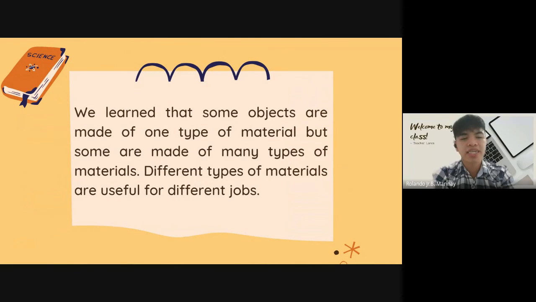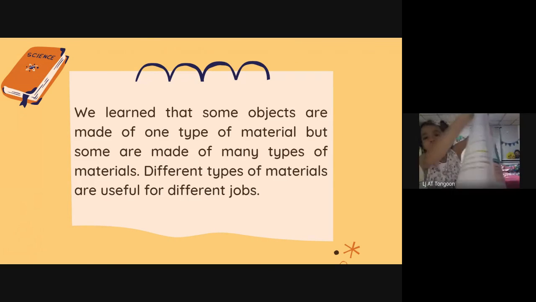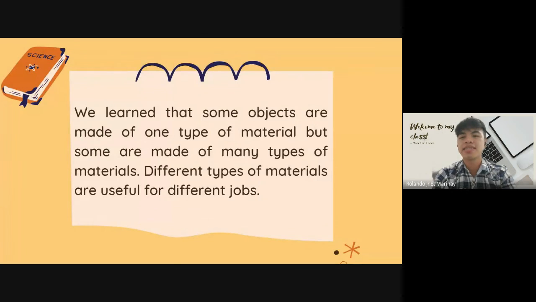We learned that some objects are made of one type of material, but some are made of many types of materials. Different types of materials are useful for different jobs. Some objects have one material, and some objects have two or more materials.